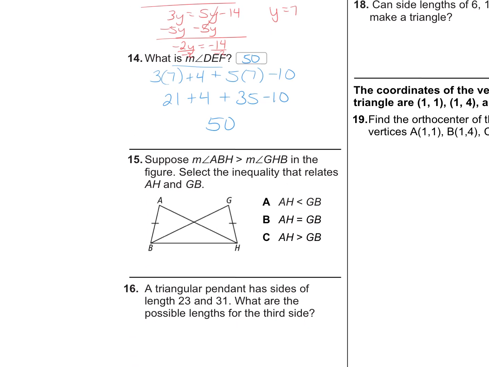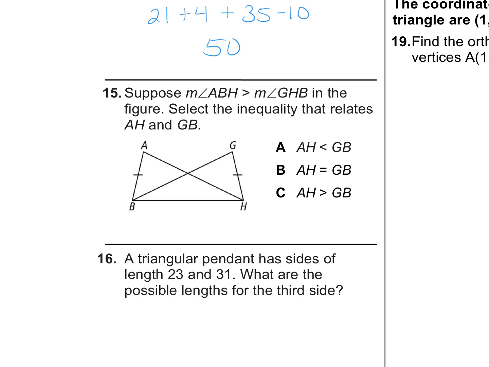Number 15. Again, more ways you can do this problem. I'm going to show you a couple. Right now, it shows you an inequality of measure of ABH is greater than GHB. So we're talking about an angle here. Here's ABH. I'm going to put numbers with it because some of us are more numerical. I'm just going to call that angle value of 100. What is a number that is less than 100 that I can use for the other angle? 30, right? Doesn't matter.